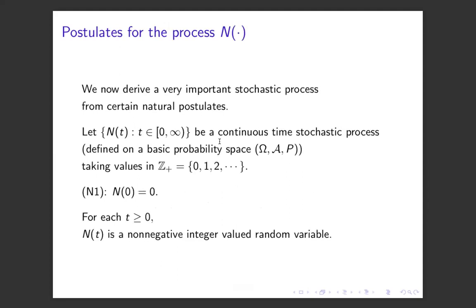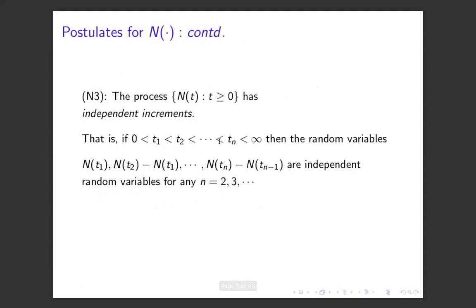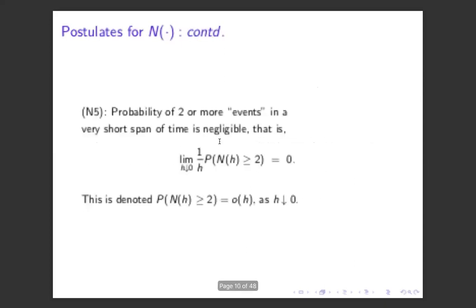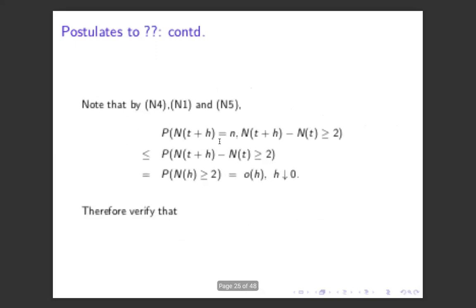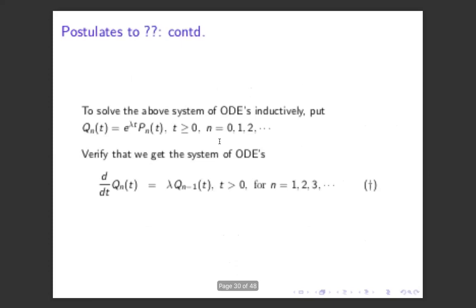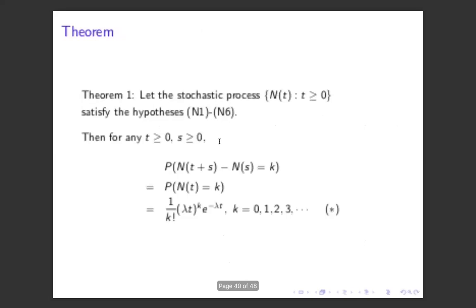Fairly general assumptions. That's what one means to say. Basically, a counting process with independent increments, and the probability of two or more events in a short span of time is negligible. However, the conclusion of the theorem is something very, very specific, quantitative: that under these assumptions, that kind of process has to be the Poisson process. Very, very specific.